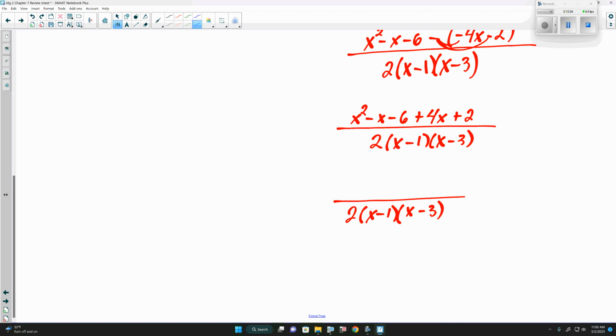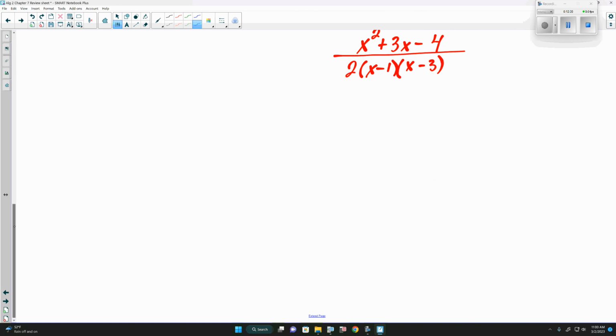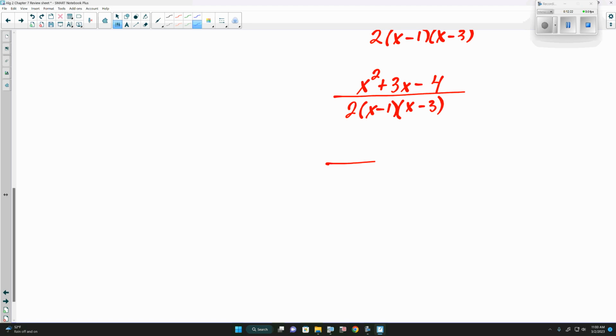Now we combine like terms in the numerator, so we'll have x squared. Negative x plus 4x is going to be plus 3x. And negative 6 plus 2 is negative 4. Now, most likely on the test, this is where you're going to end up stopping, because the numerators will not factor. They're as simplified as they get. Even if they do factor, they're not going to give us something that will cancel out.